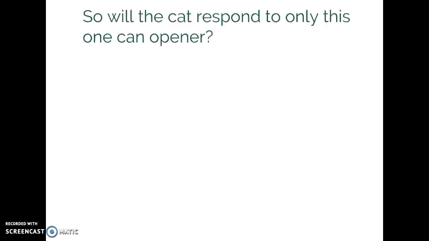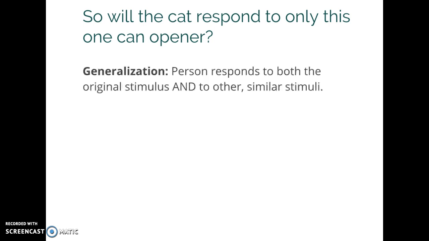So a couple more terms that you do need to know related to classical conditioning. One question is, well, what happens if the cat hears other can openers? And so this is where we get some terms that are the same words that we learned for operant conditioning, but they have a different meaning. So in classical conditioning, generalization is when somebody responds to the original stimulus and to others that are similar. So maybe the cat responds to other small appliances and not just can openers. Or maybe Joe now gets grossed out by all seafood, not just by shrimp.